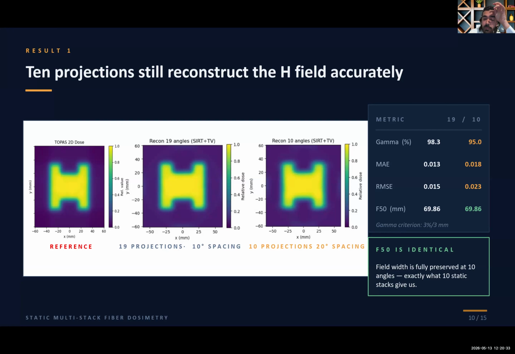Quantitatively, going from 19 to 10 angles increases the mean absolute error from 0.013 to 0.018 and drops the gamma pass rate from 98.3% to 95%. The 19 angle case is better than expected, but 95% gamma is still very strong agreement. The really clean result is that the F50 is identical at 69.86 millimeter in both cases. So even with half the projections, the field geometry is preserved. Ten projections is a good compromise between accuracy and acquisition simplicity.